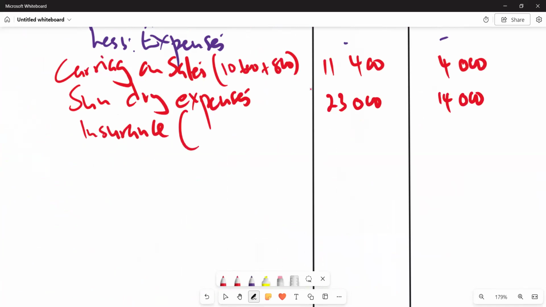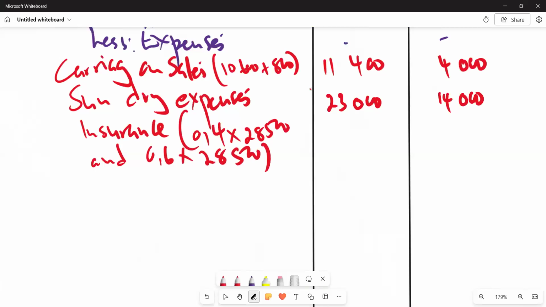So this one that we are going to calculate, for insurance, we are saying 0.4 for the first one, which is the takeaway, times 28,500. Then for the second one, we are saying 0.6 times 28,500. So this is the calculation. For the first one, we are going to get your 11,400. For the second one, we are going to get your 17,100. Then we go and check on the next one.